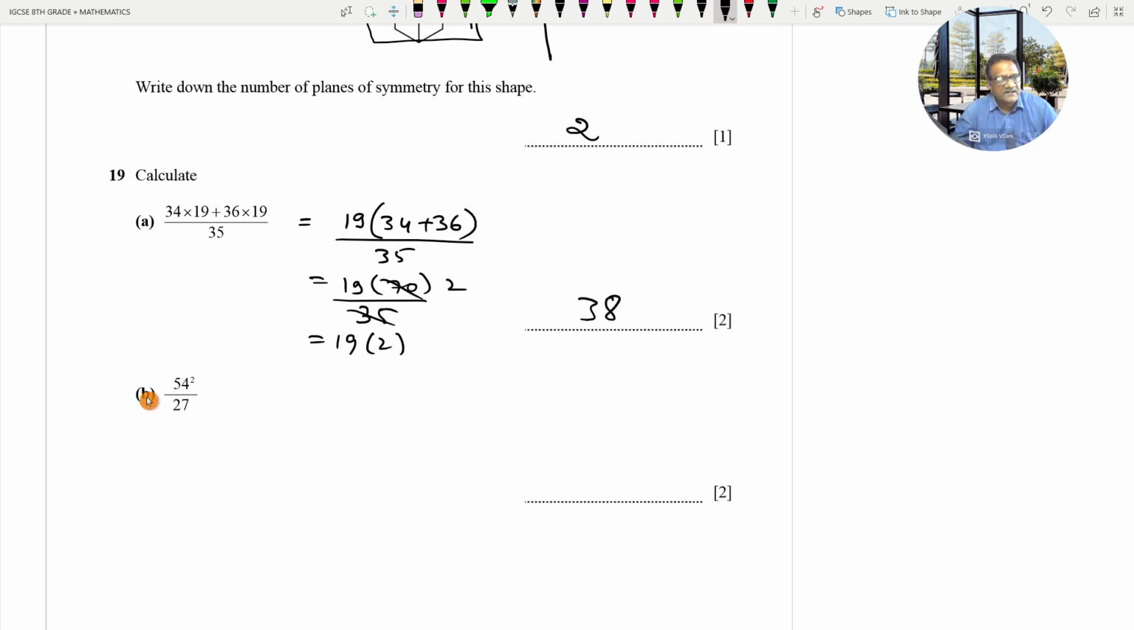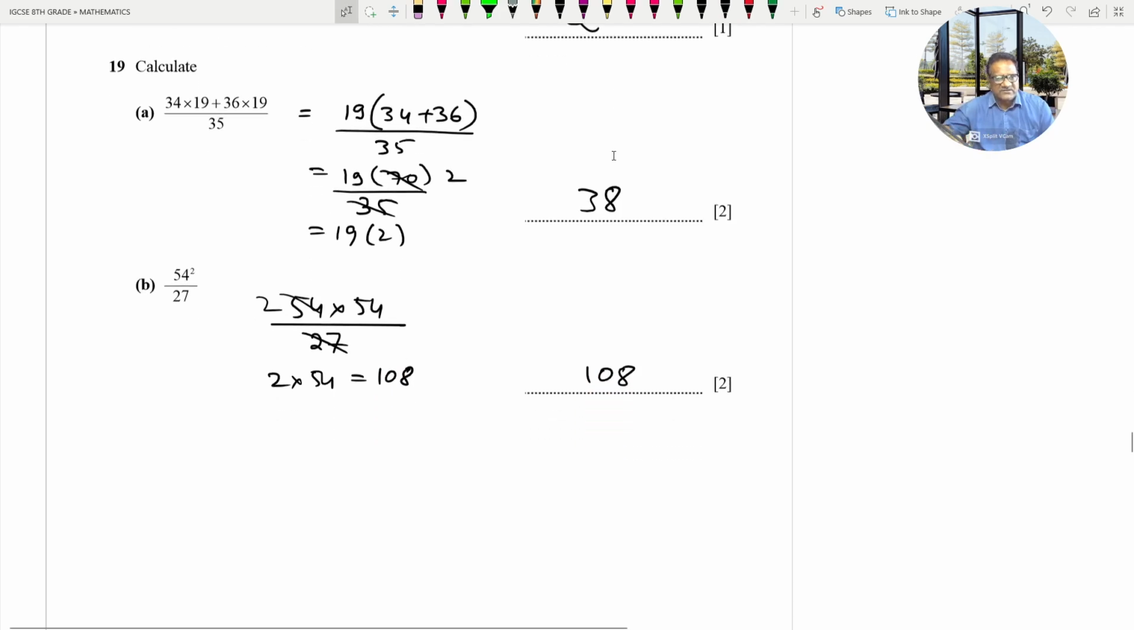Got it? The next one, the 19th's B part, is 54 square. So 54 square, I can write as 54 into 54, two times, divided by 27. Now 27 into 2 is 54. 2 into 54 works out to 108. The answer will be 108. Okay, that was question number 19.